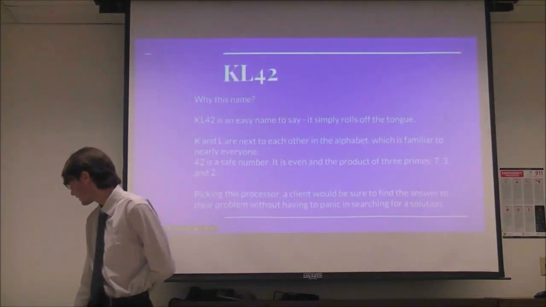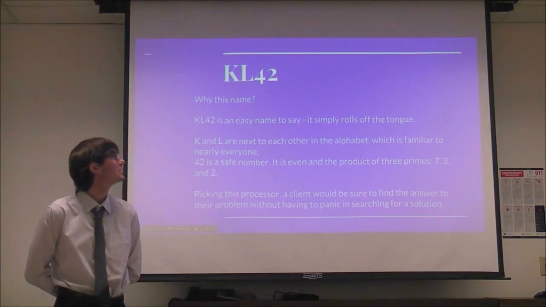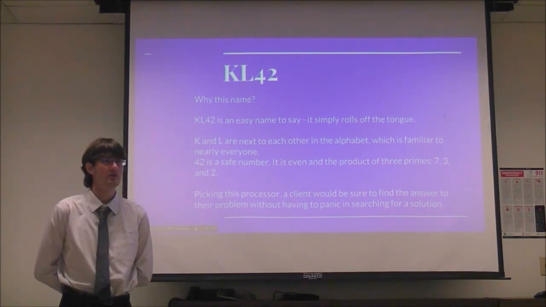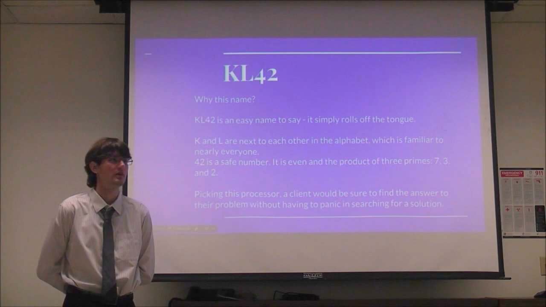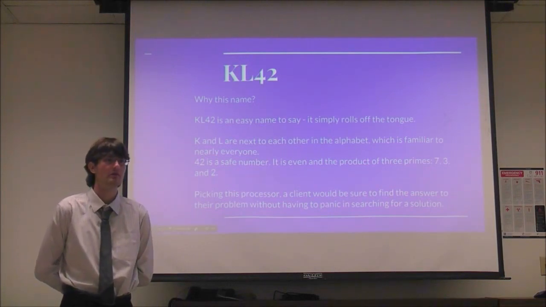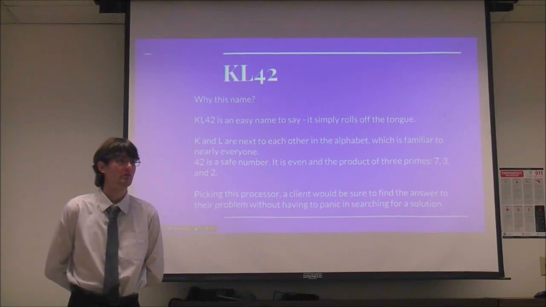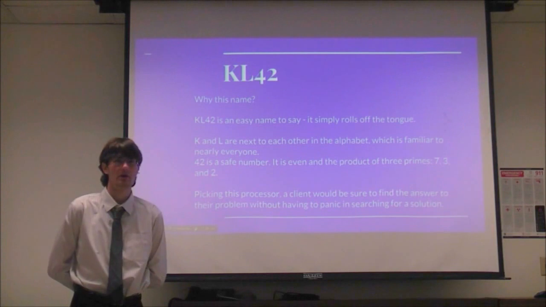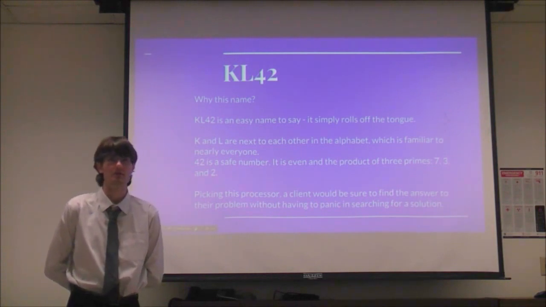So to begin with, why the name KL42? Well, first of all, it's an easy name to say. It really just rolls off the tongue. K and L are right next to each other in the alphabet, which is familiar to nearly everyone. And 42 is a very safe number. It's even, and it's the product of 3 primes: 7, 3, and 2.